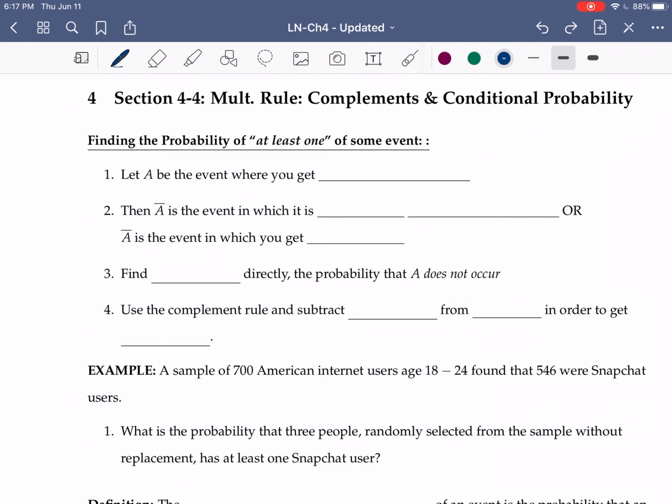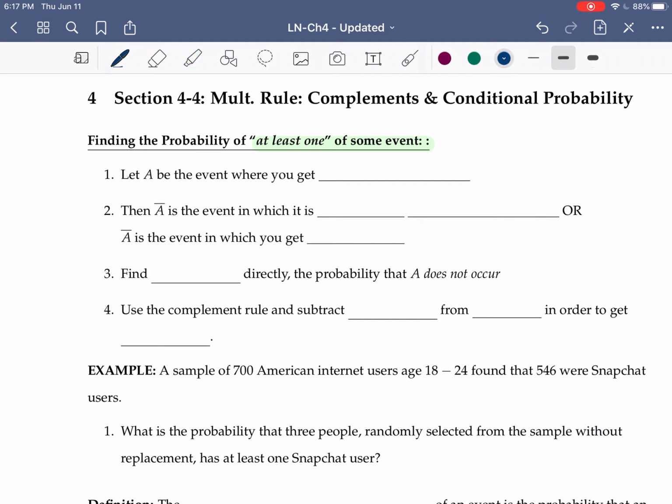In this video, we're going to look at the multiplication rule a little bit more. Specifically, we're going to talk about conditional probabilities some more and complements a little bit more. We're going to talk about complements in the context of probabilities where we are trying to find the probability of at least one of some event.